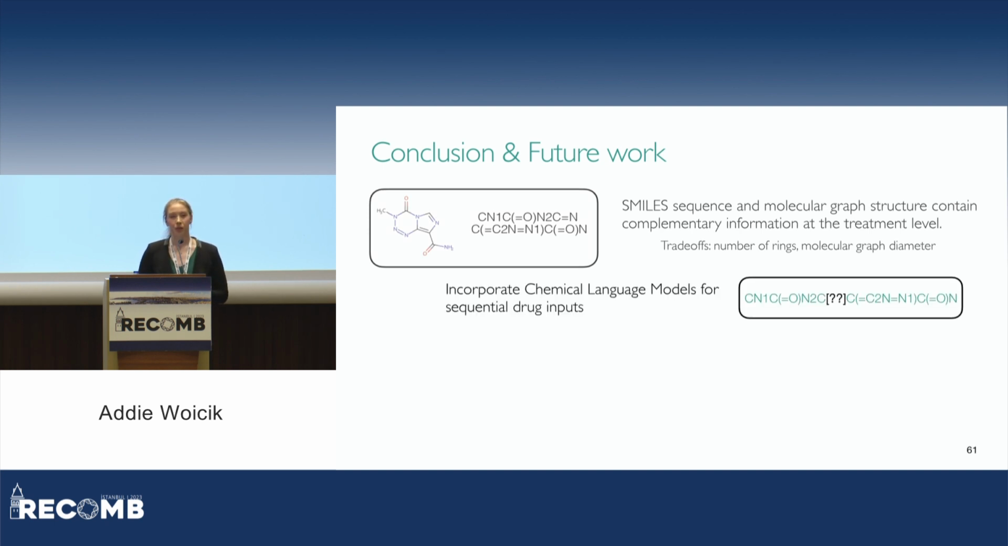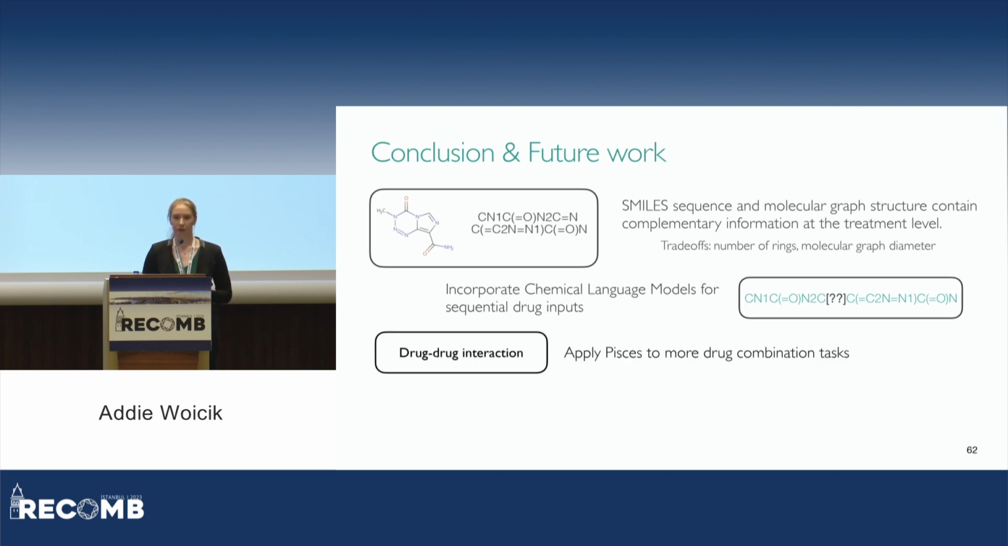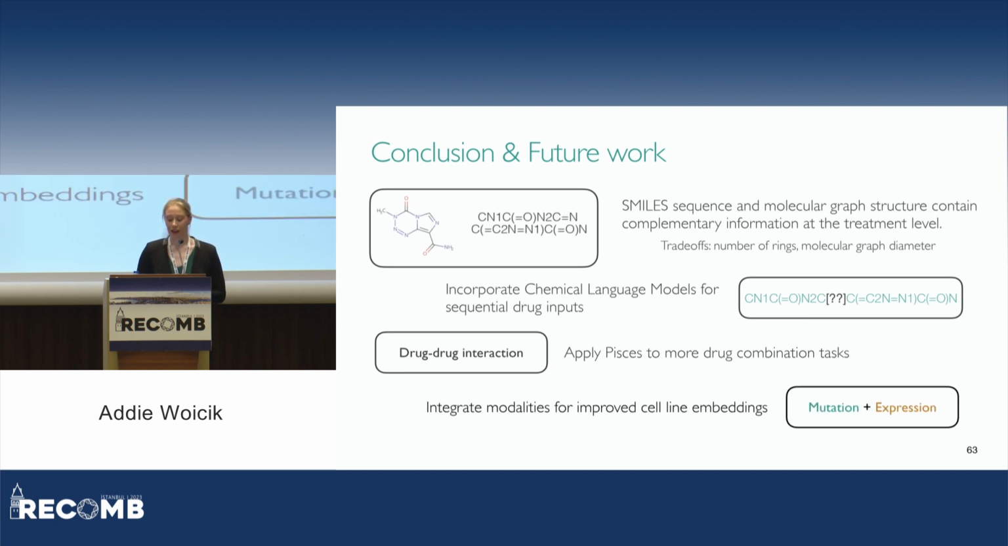In the future, we'd like to incorporate chemical language models into Pisces to encode the sequential drug inputs like the SMILE sequence, both to better leverage contextual information in the representation, as well as the power of large language models. Although today I focused on drug synergy prediction, we'd also like to apply Pisces to more drug combination tasks, including drug-drug interaction to predict things like side effects. And finally, we think we can do a better job at representing the cell lines by applying our contrastive learning framework for cell line embedding as well.